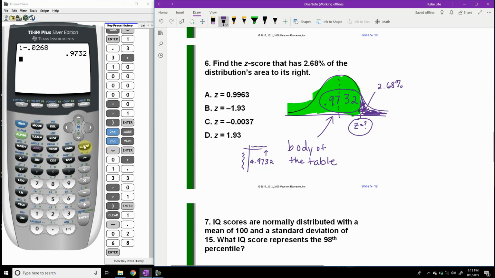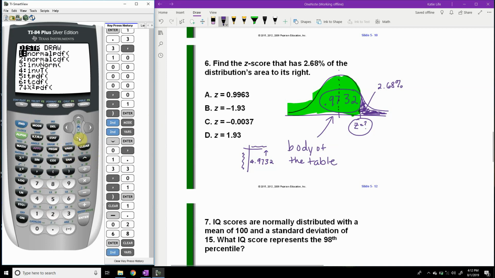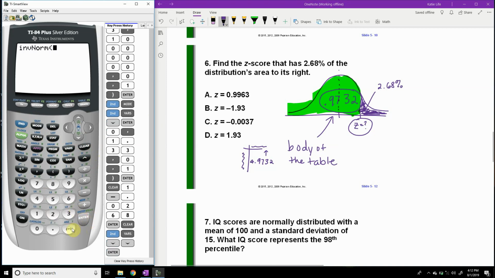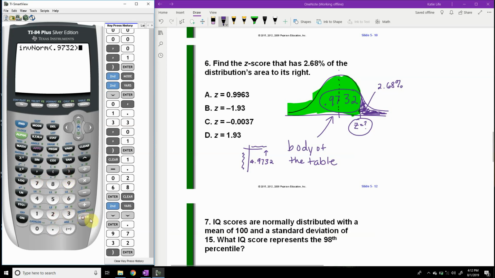Or there is also a function on the calculator that will backtrack areas for you. It's called the inverse norm. It's also in that distribution menu, second the variables button. It's the third option down, INVNORM, inverse norm. And then you just want to put in that value, 0.9732. 1.93, D. 1.93. Okay, so two options there, inverse norm or look up that leftmost area below the z-score. Look that up in the body of the table. We're backtracking to find the z-score.